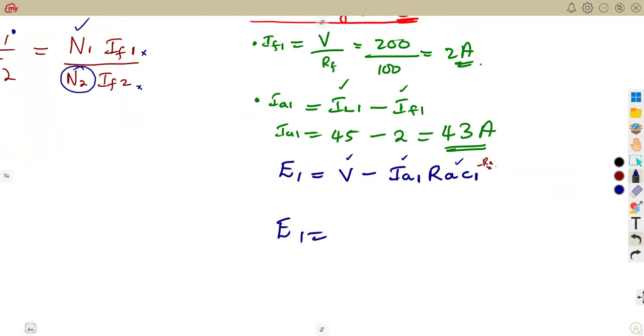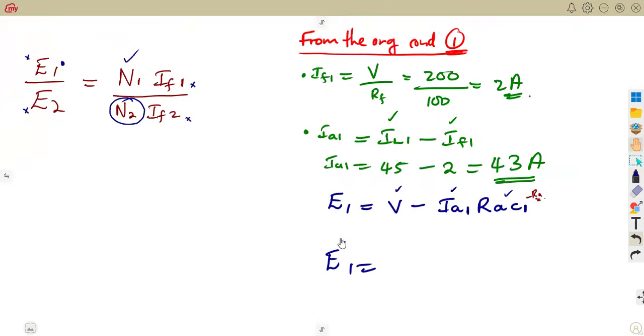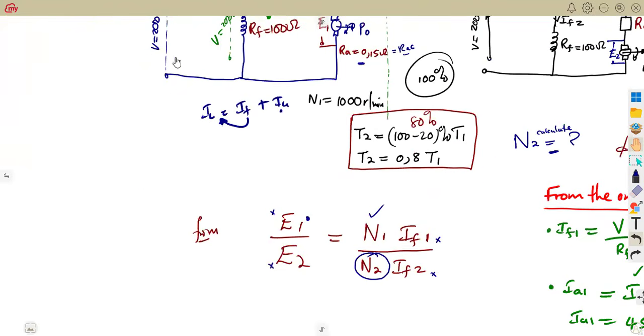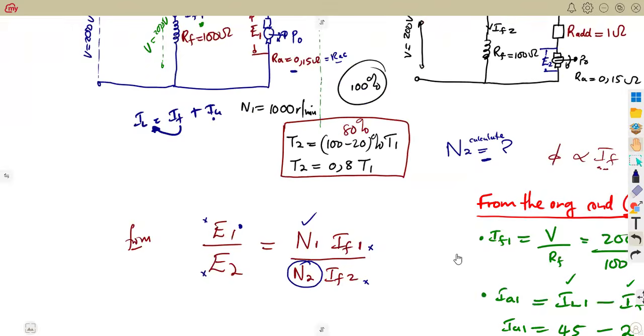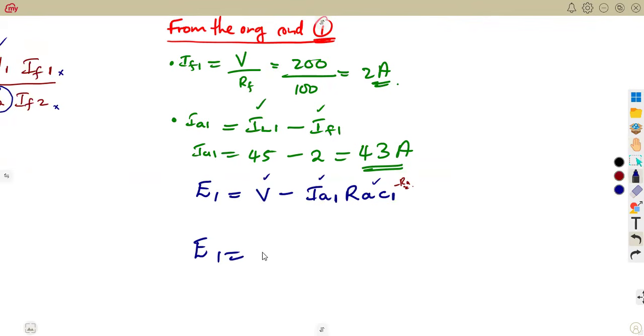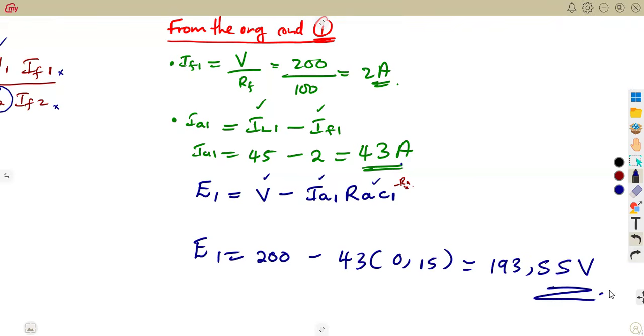So E1, which is our generated EMF, was going to be calculated. Remember your voltage you were given from your diagram. This is 200. The resistance of the armature is what? 0.15. So just substitute your values there: 200 minus the armature current. We calculated this. It was 43. Times the resistance of the armature circuit from our diagram. We have it. So this was going to give us E1. If you calculate this properly, you are going to get 193.55 volts. All right. You have E1.